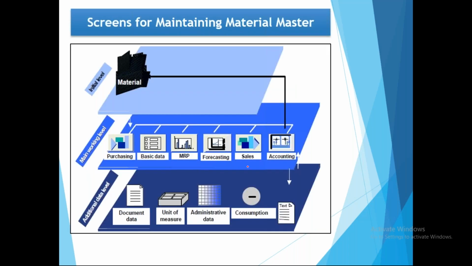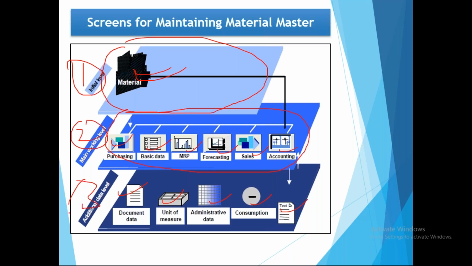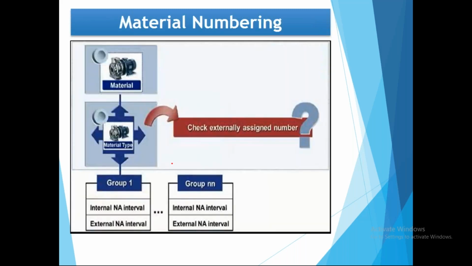Okay. So now, screens for maintaining the material master. When you are creating the material master, you maintain the data at 3 levels. First is the initial level, where you can give the material code or the system will assign it. Then the main working level, where you have all the views. Other than this, you can maintain some additional data in the system. So these are the 3 levels: level 1, level 2, and level 3. Now we will go to the system and create the material master.